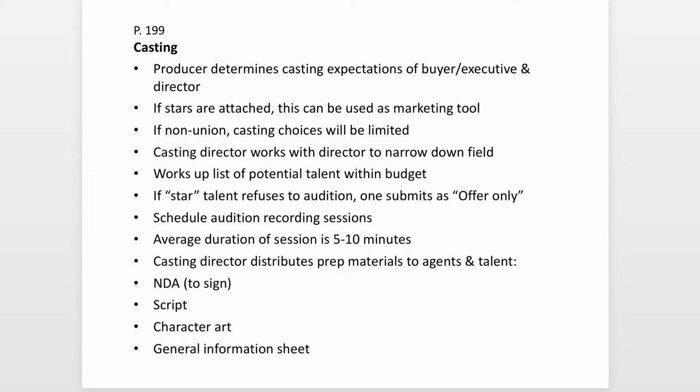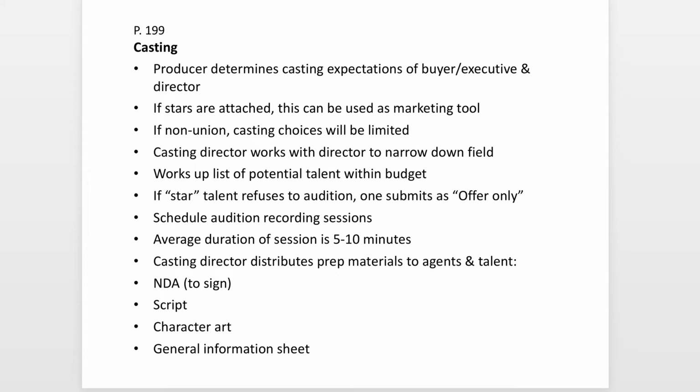Works up a list of potential talent within the budget. If a star talent refuses to audition, one submits an offer only. That means if they're a big enough star, if you were hiring someone along the lines of, say, a Robin Williams, Mr. Williams will not be coming in and trying out for your part because you already know his work. So in this case, you have to hope that what he does is close to what you're hoping. So in that case, you would simply make him an offer rather than have him go through the qualification process.